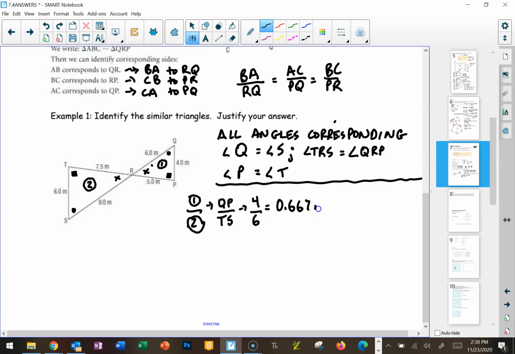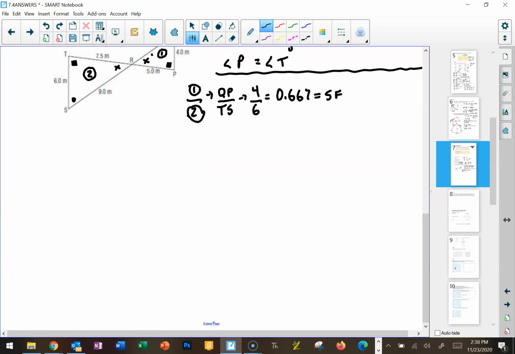What is this? Meters? No, that's not meters. That is the scale factor. Scale factor does not have a unit. So that is the first side that we checked, and it actually didn't prove anything because we've got nothing to compare it to. So we've got to keep doing that for the other two sides.